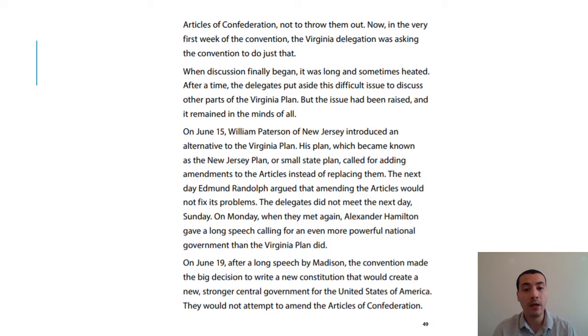On June 19, after a long speech by Madison, the convention made the big decision to write a new constitution that would create a new, stronger central government for the United States of America. They would not attempt to amend the Articles of Confederation.